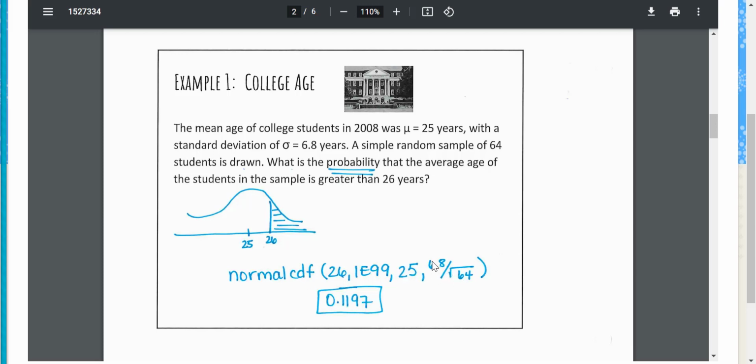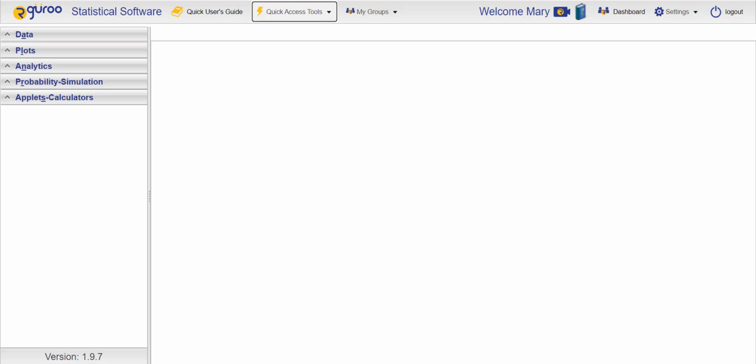And you can see how that's the last thing we put in when we use normal CDF with the TI calculator. So with Rguroo, you have to type this in as well. But unfortunately, when you type in SQRT for square root and then 64, it gives an error. So let me show you a workaround.